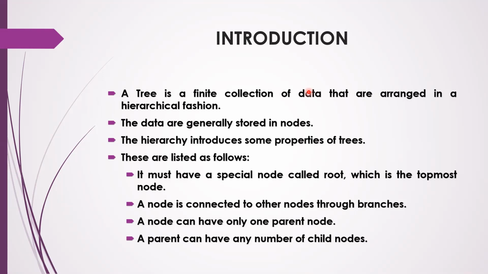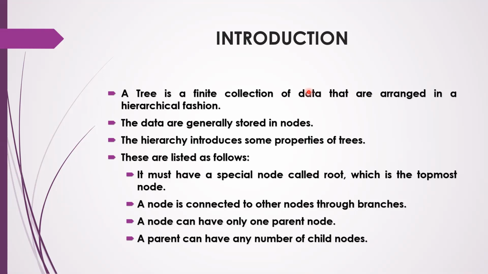First, it should have a root node. So it must have a special node called root, which is the topmost node, and a node which is connected to other nodes through branches. Just like we have trees in our normal life, we have roots, we have branches. Similar terms are used here. We have root. From root, it extends to the branches, and then you have only one parent node. It's like a seed. You have only one seed. So it has only one parent node, and it can have many number of child nodes.